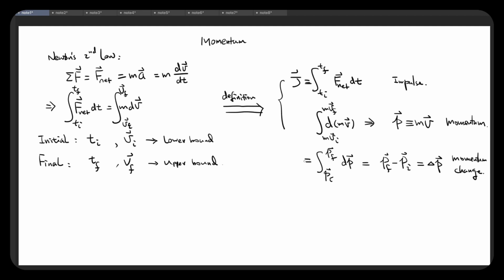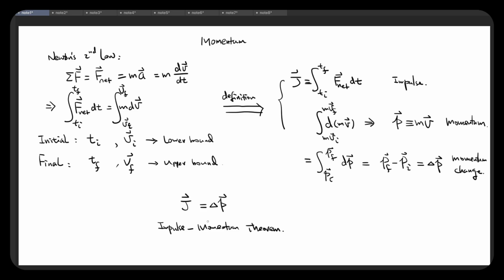So now let's go back to Newton's second law. Now we have new symbols to represent it: J for the left side equals delta p. And this equation also obtains a new name. It's called the impulse momentum theorem.